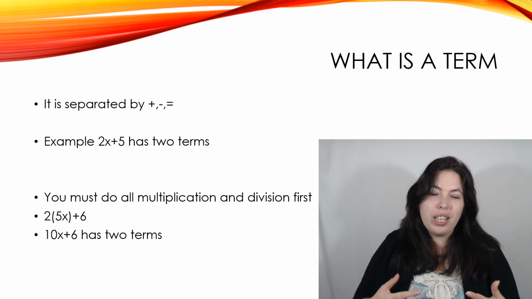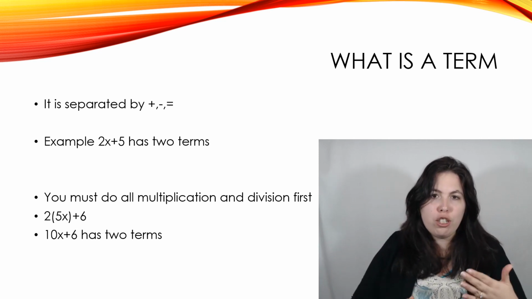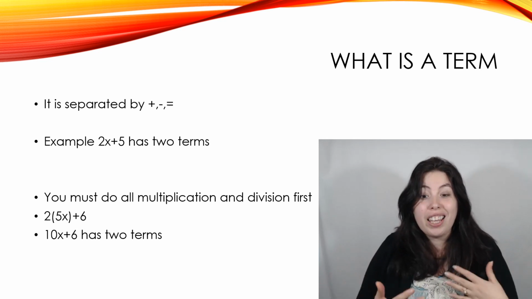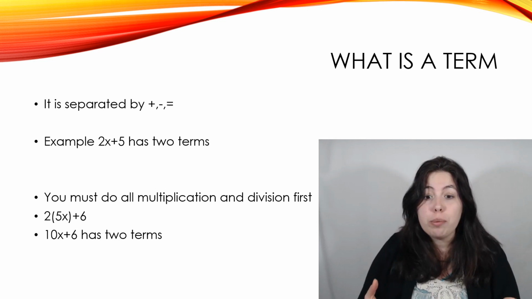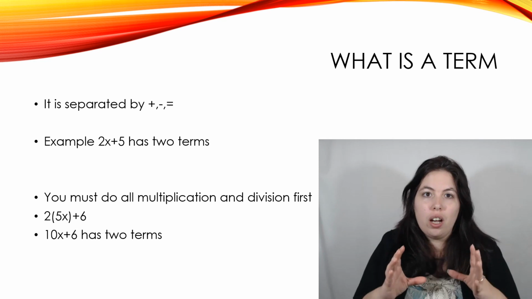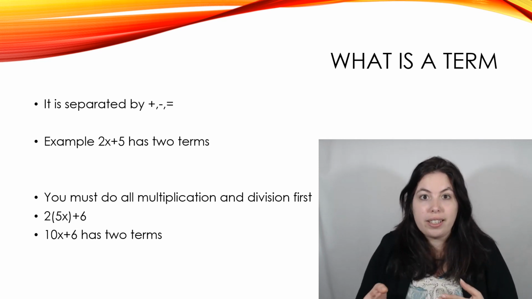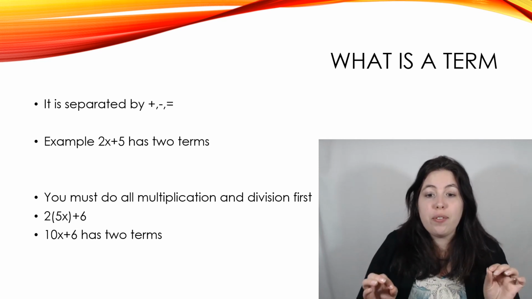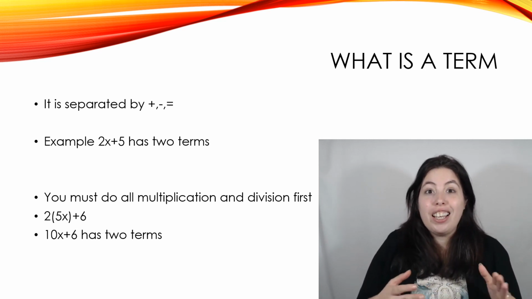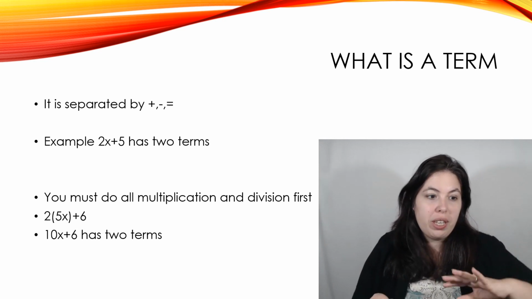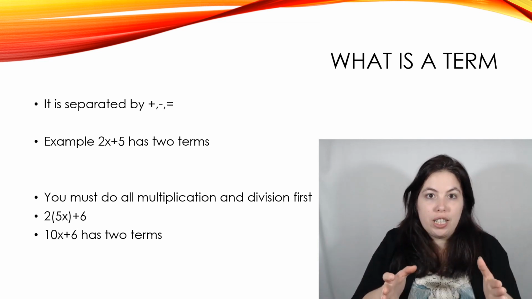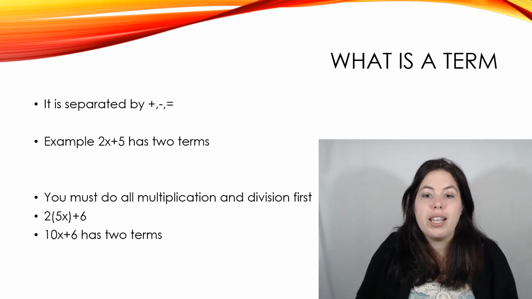All right, now in situations where there's multiplication and division in it, remember multiplication and division do not divide up terms. I've got to do that before I can figure out how many terms are in it. So if you look at 2 times the quantity of 5 times x plus 6, I've got to do that 2 times 5x first. So after I do that, I get 10x plus 6. Again, this only has two terms because 10x and 6 are each a term separated by addition.